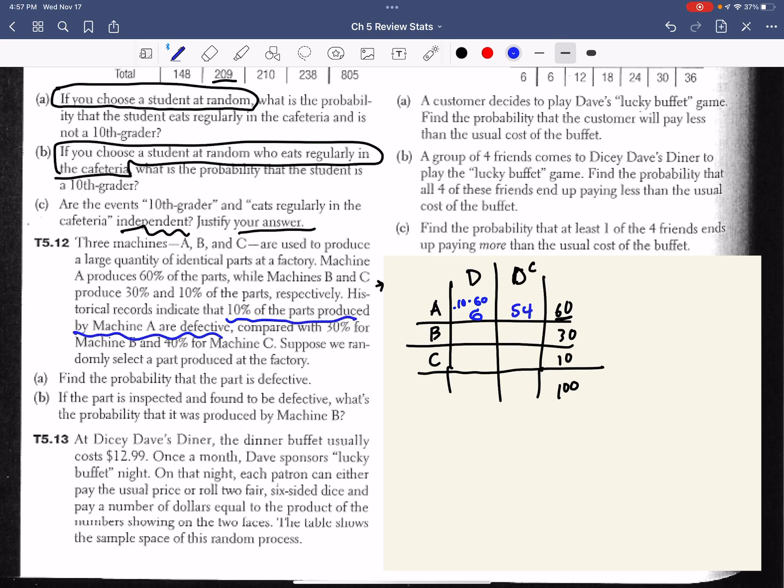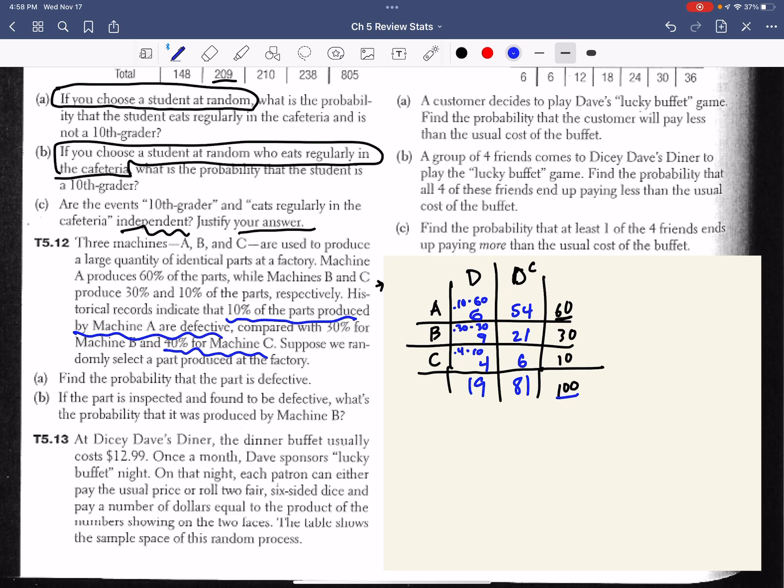That leaves 54 of them that are not defective. Compare that with machine B at 30% defective. What's 30% of 30? That would be 9, leaving 21 not defective. And then 40% of machine C are defective. What is 40% of 10? That'd be 4. So not very many of them are defective. 19 are defective out of a total of 100, leaving us 81 that are not defective.